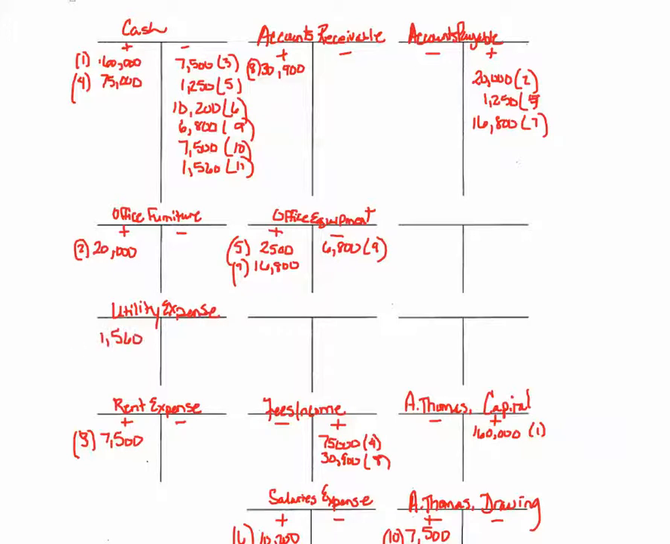$1,560. Item number 11. Okay, so now we have completed all of the transactions in T-account form. Next, then we need to get balances on these. Before we do the balances, let's talk about each one of the accounts and just a little bit about them.